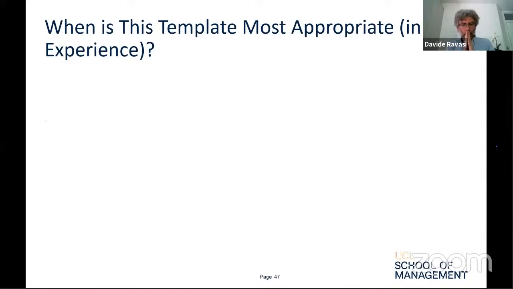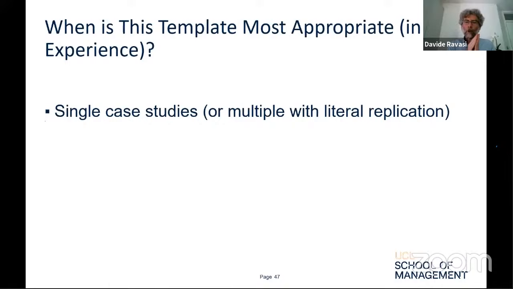When did I find it most appropriate? Single case studies or multiple case studies with literal replication, meaning that you're using multiple case studies to support a common framework. If it's comparative, if you want to explain variance, that's Eisenhardt for you. Okay, it's a different template. Process models: it usually works well with models that unfold over time, explaining and understanding phenomena that unfold over time. It's not variance models. With variance models, it doesn't quite work well.